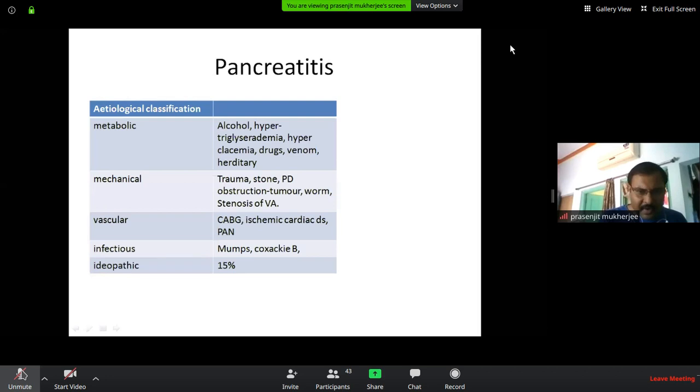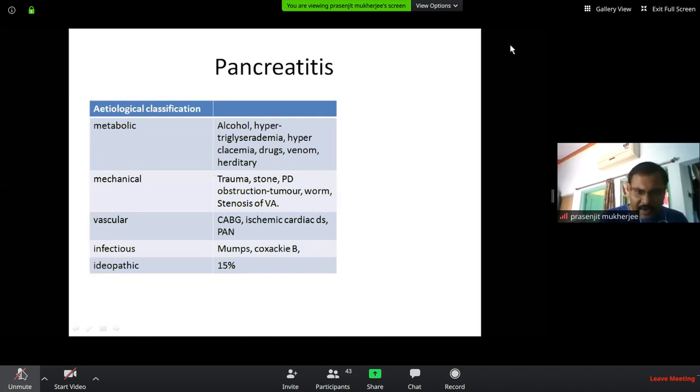Scorpion venom is also seen. Scorpion bite, there is pancreatitis. It has been seen. Scorpion venom is also one of the metabolic causes for the development of pancreatitis. And in hereditary pancreatitis, probably some metabolic abnormality is responsible, which is the cause of this pancreatitis.